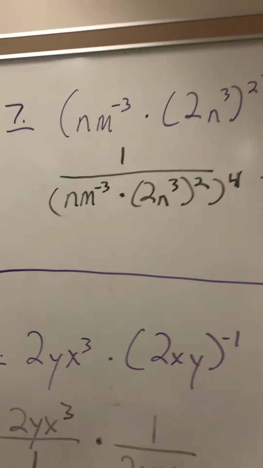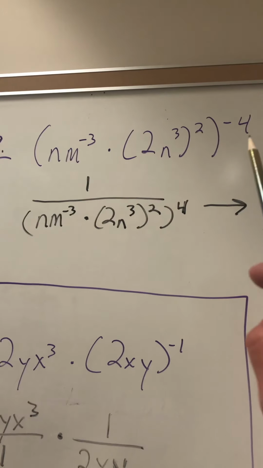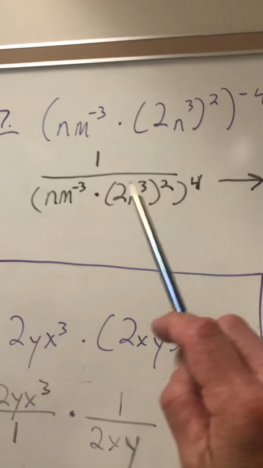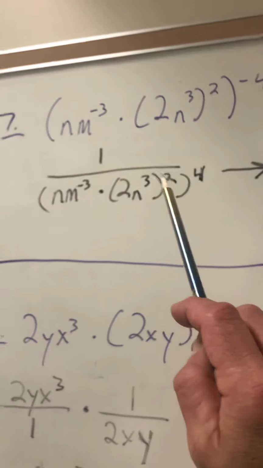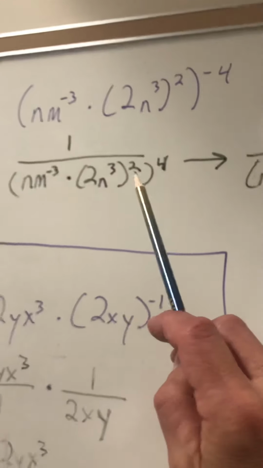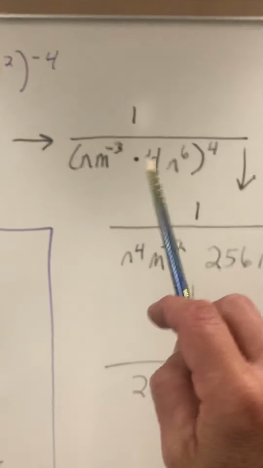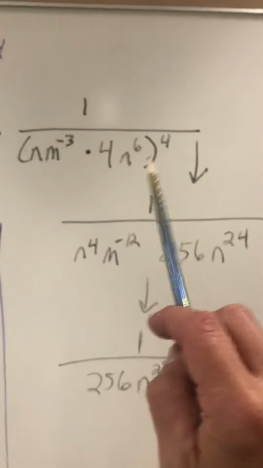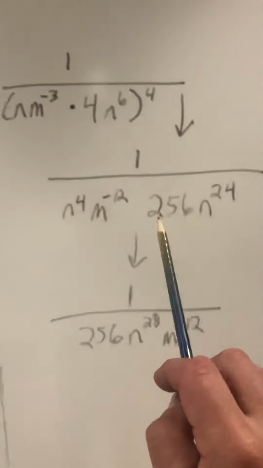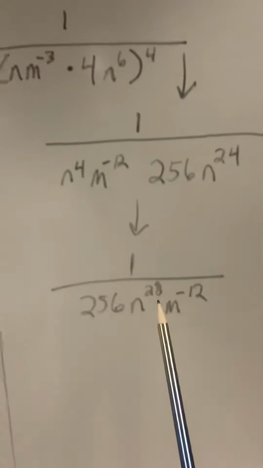7 is the longest one, it takes a lot. So what I did first was I got rid of the negative 4 by throwing it underneath. Now it's positive 4. Then in the next step, I'm taking care of the inside of the parentheses. So I'm squaring 2 and squaring the n3. That's how that changed there. Then I'm taking to the 4th power everything that's in these parentheses. That's how I got here. Then I'm combining my like terms, my n. That's how I got here.